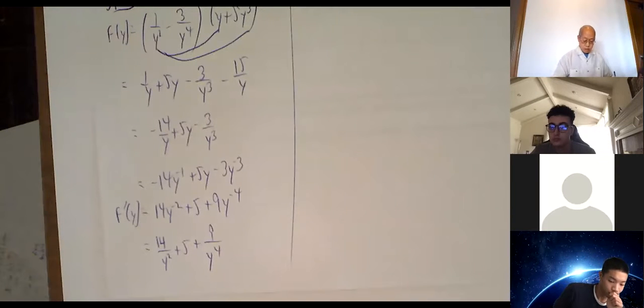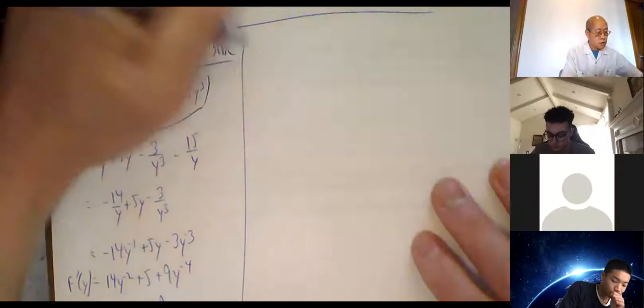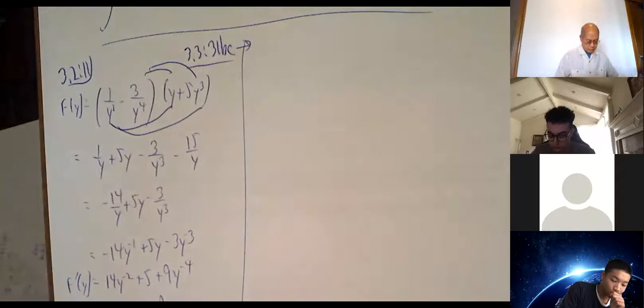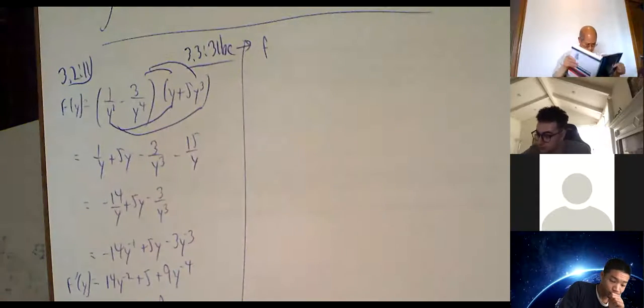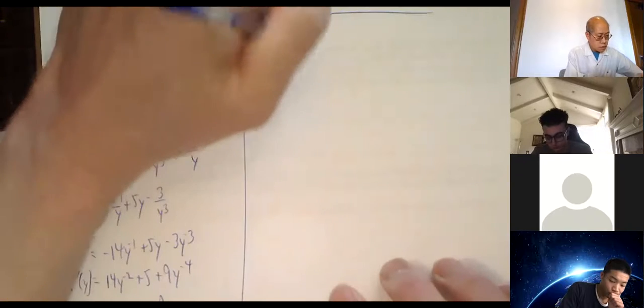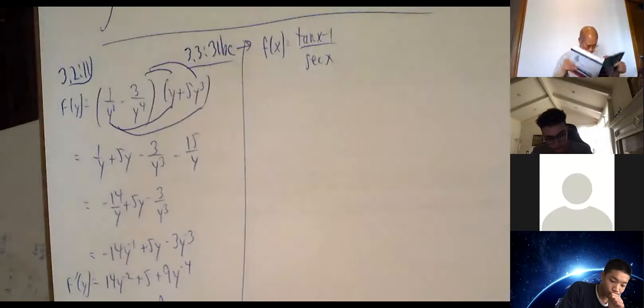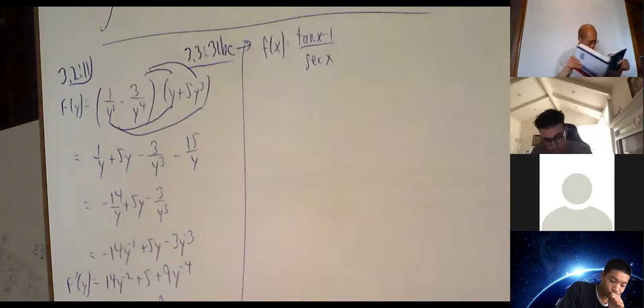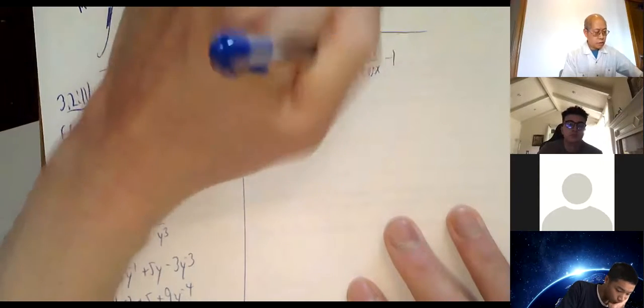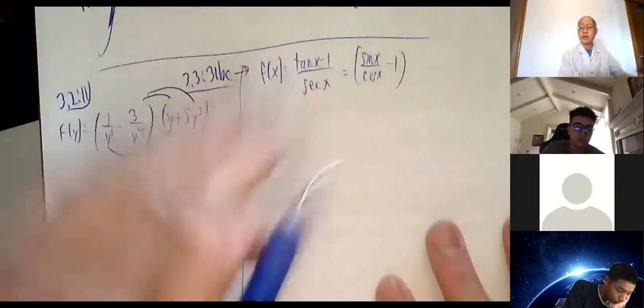All right, then 31B and C of section 3, I believe. f of x equals tan x minus 1 over secant x. Simplify by writing in terms of sine and cosine. So tangent is sine x over cosine x minus 1. Secant is the reciprocal of the cosine, so I'll multiply by cosine.